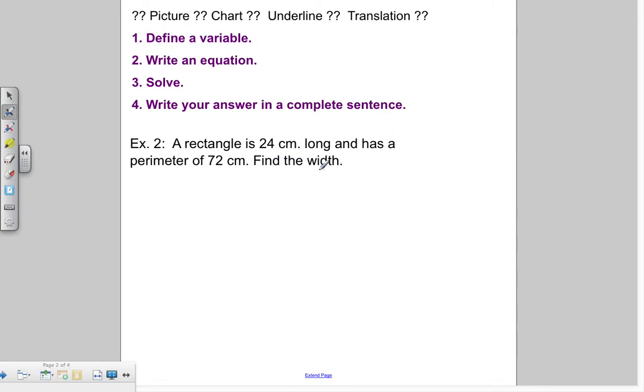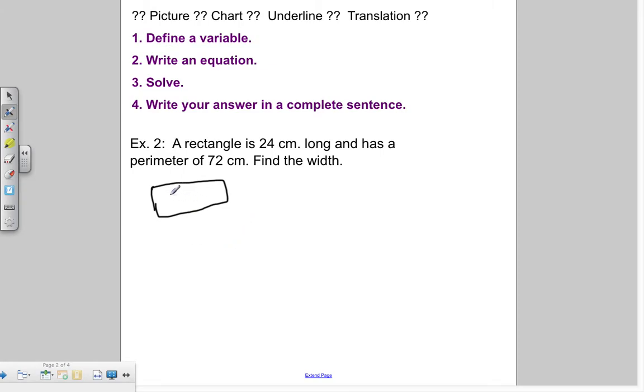Find the width. Okay, so in this case, it's screaming for a picture. You really should draw a picture here. It's a rectangle. Just get a sense of what the problem is asking. It doesn't need to be a beautiful picture. In fact, that's a terrible rectangle. But I get the sense of what it is.